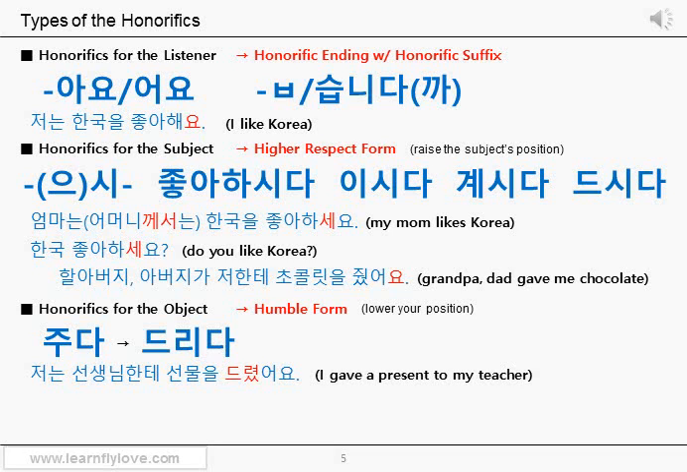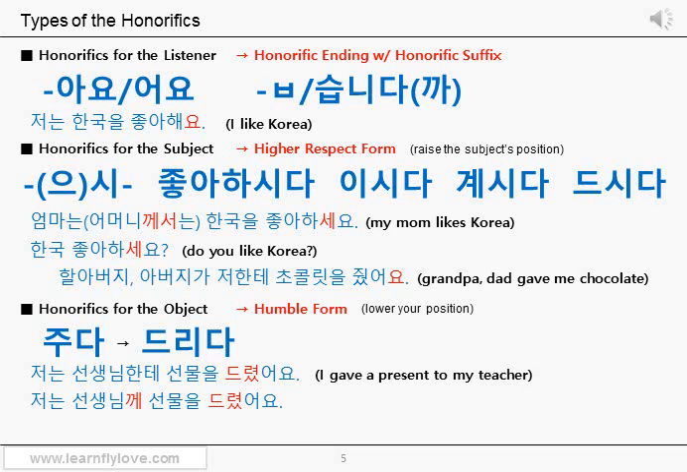Because of the fact that the subject is I, you need to lower your position to sound more polite to the object. So you use the humble form of the verb 주다, which is 드리다. Again, 드리다 is not a higher respect form. It's a humble form which is used to show more respect to the object teacher by lowering the subject's position. 저는 선생님한테 선물을 드렸어요. Let's see the next sentence. 저는 선생님께 선물을 드렸어요. You can also use the higher respect particle 께 instead of 한테.